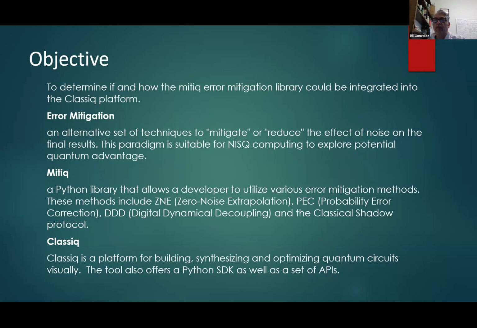Classiq platform. So just real quick, what is error mitigation? It's an alternative set of techniques to mitigate or reduce the effect of noise on the final results. And it's suitable for this era of NISQ, to try to tease out results from real hardware. Mitiq is a Python library that allows a developer to utilize various error mitigation methods. Some of those are zero noise extrapolation, probabilistic error cancellation, digital dynamical decoupling, and another, the classical shadow protocol, which is another technique for trying to tease out good results. Classiq, of course, is a platform for building, synthesizing, and optimizing quantum circuits, and it also comes with an SDK.